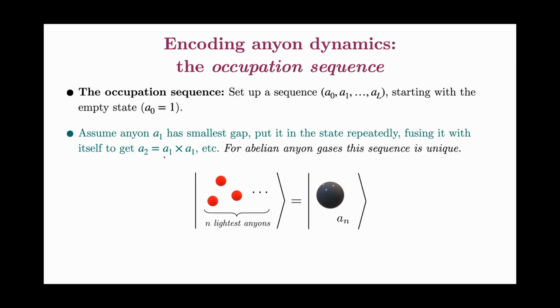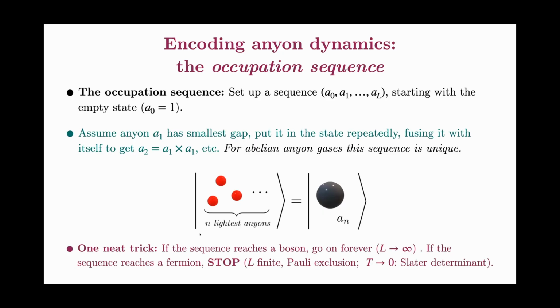So I also need to make some assumptions about which fusion channels are preferred energetically, but that's more detailed than is needed in the talk. And where the Hilbert space information comes in is that if you start putting the lightest anyon in, and the local particle you reach is a boson, you keep going on forever, okay? So that's actually how you would get an anyon superfluid. And if instead you were to reach a fermion, you stop, okay, because of Pauli exclusion.